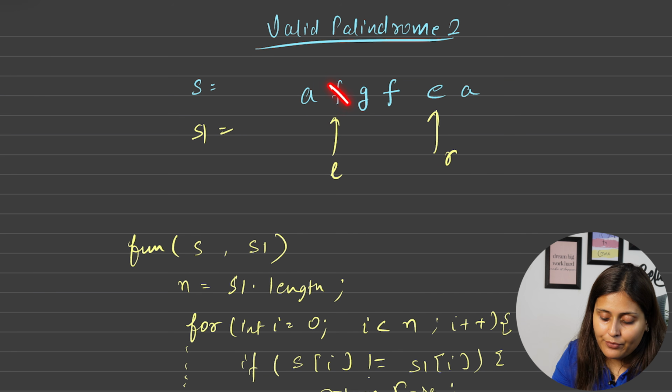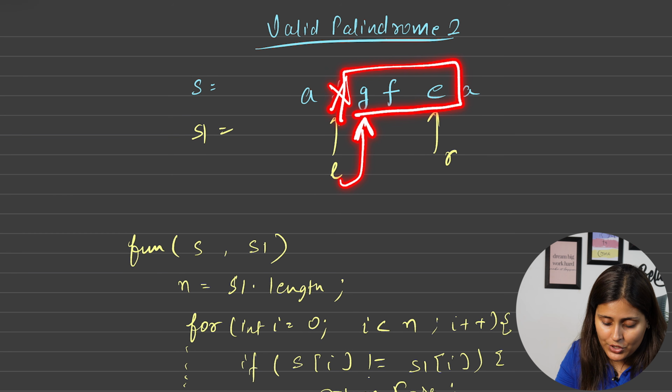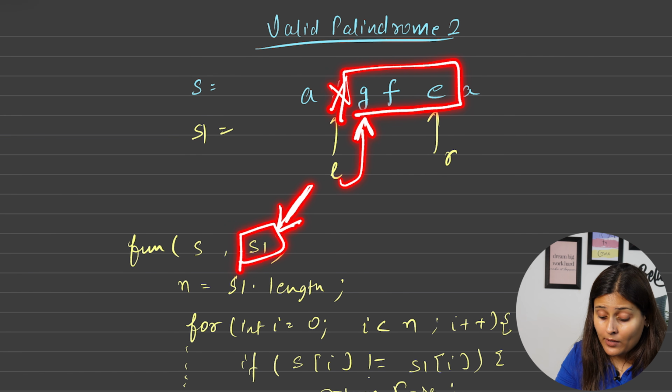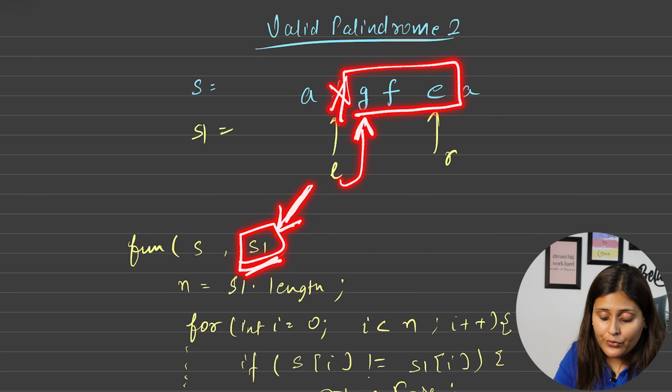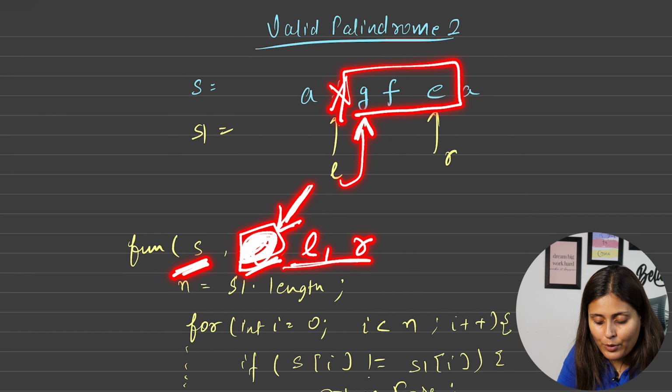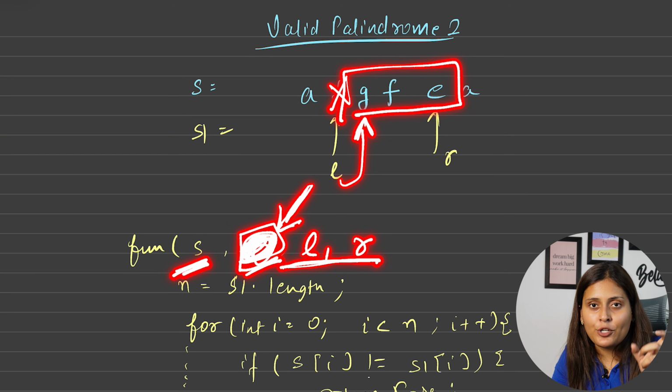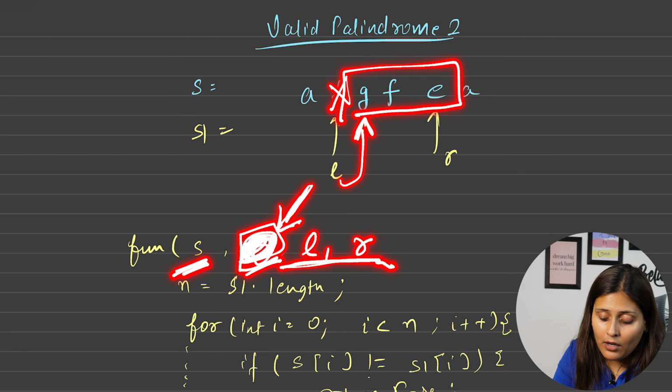So removing F means moving the left pointer here. Now again call the same function, okay? But remember, you will not copy anything into S1, because that will actually waste extra space complexity. So instead of calling this two times, we will call the same function but with a left pointer and right pointer, and with these we will keep checking every character. So now we'll start our new left pointer from G and new right pointer from F.